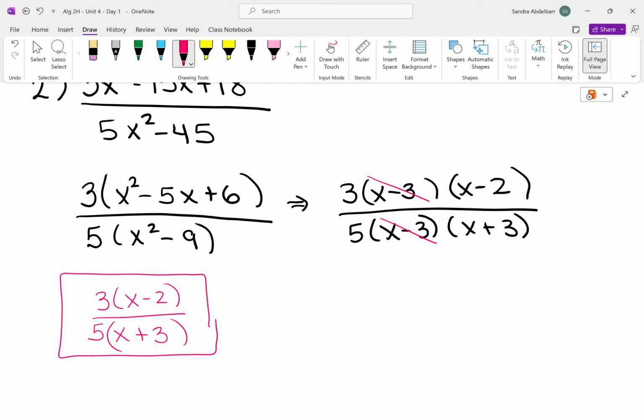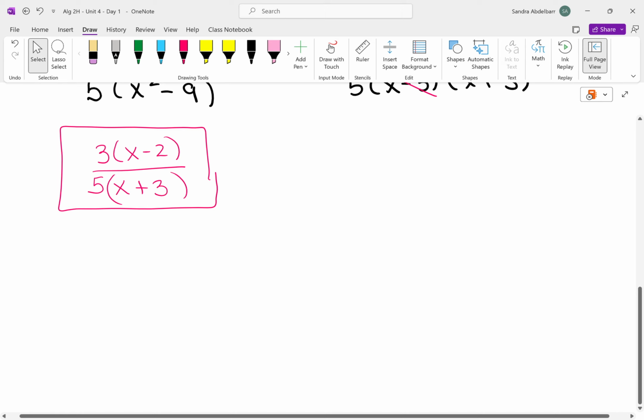Okay, so that's reducing, and I'm just doing super simple examples first, and then we'll step it up later. So that's just reducing. Now what we're going to talk about is multiplying.